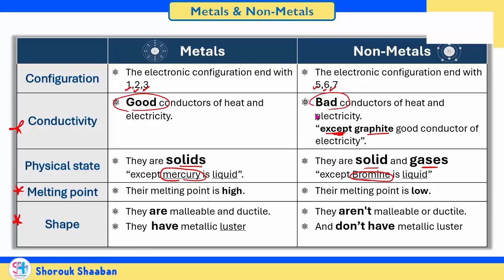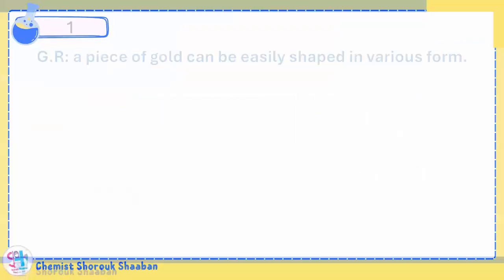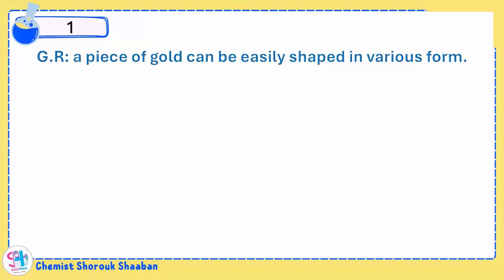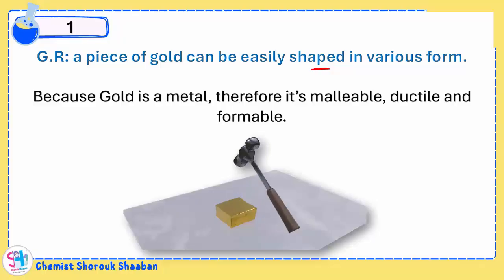Let's see a type of question which cares about the shape point. He can ask you to give a reason. A piece of gold can be easily shaped in various forms. So once you ask me about the shape, you have to think directly about the point of shape. If it has different forms, it means it's metal, it means it's ductile and malleable. That is all. Let's see another give reason.